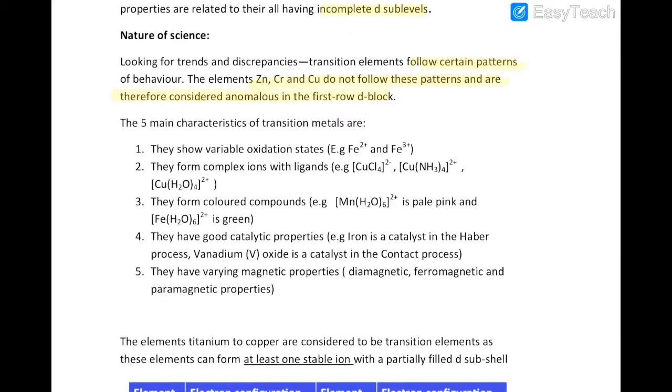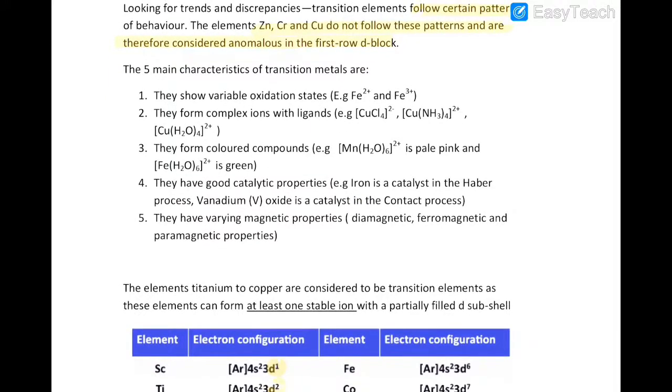The 5 main characteristics of transition metals that you should know: they have variable oxidation states, for example Fe2+ or Fe3+. It all depends on the element, but they have several oxidation states. They can form complex ions with ligands, so these are examples of complex ions. They form colored compounds. Here you have this compound which is pale pink and this compound which is green.